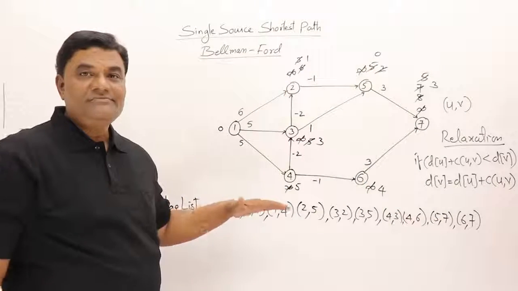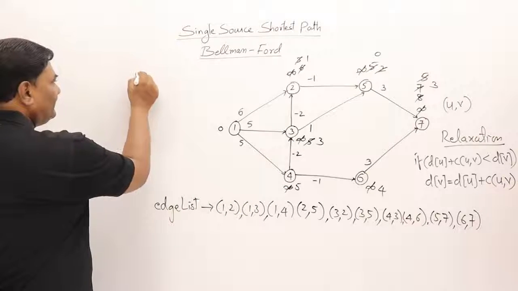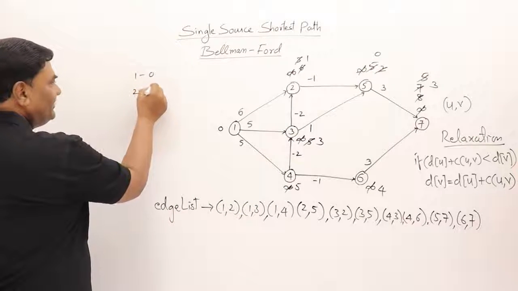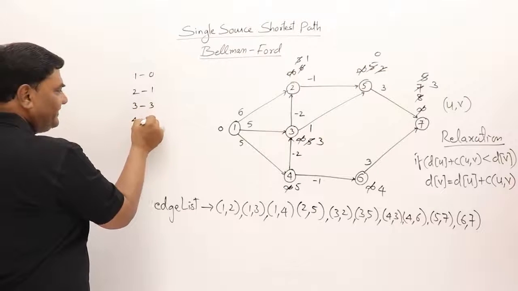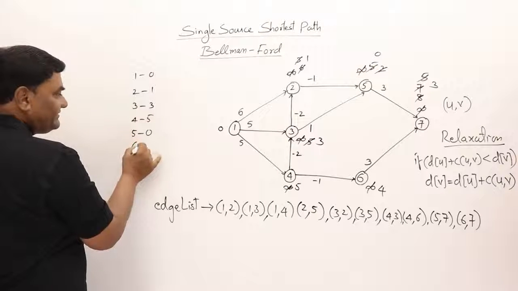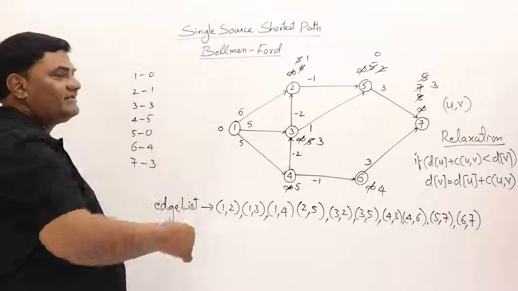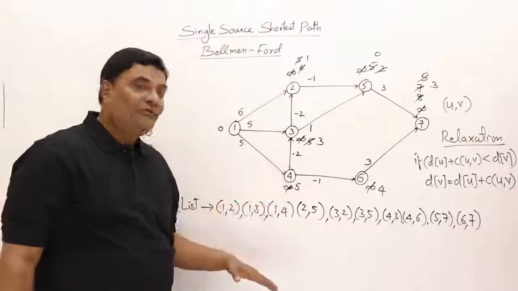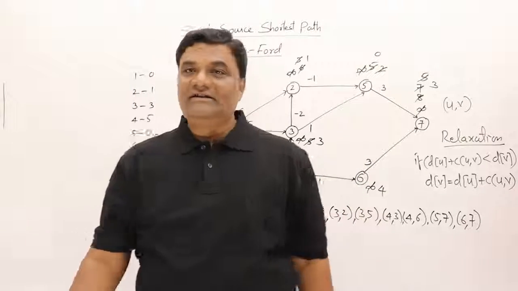Now this has stopped changing. So what are the results I got? Vertex 1 is 0, vertex 2 is 1, vertex 3 is 3, vertex 4 distance is 5, vertex 5 distance is 0, vertex 6 distance is 4, vertex 7 distance is 3. These are the distances I got. If I continue for 2 more times also, I'll get the same result. So finally, these are the shortest paths.